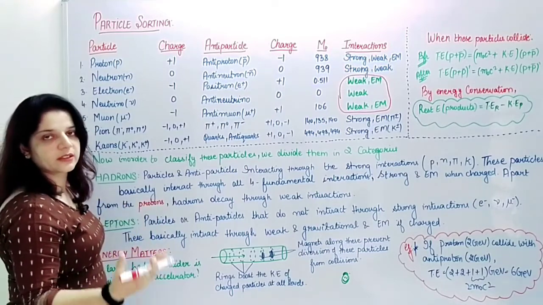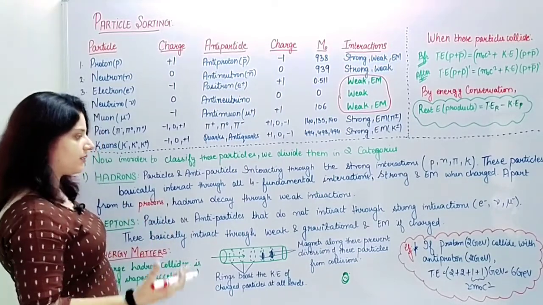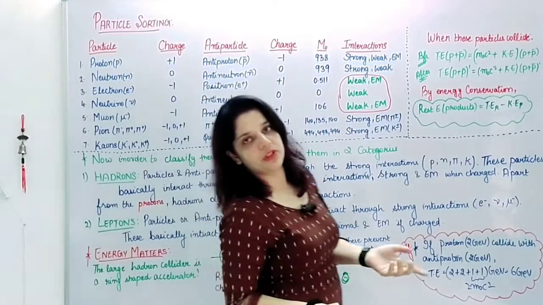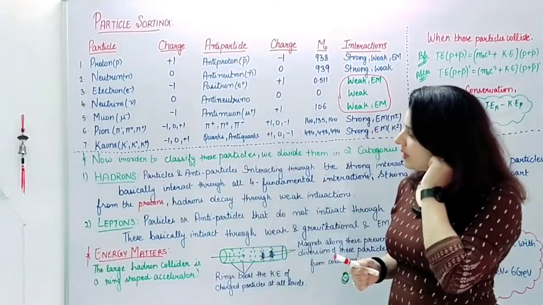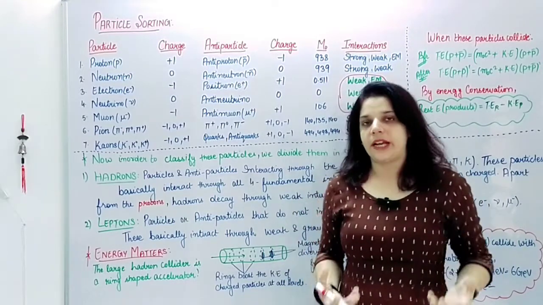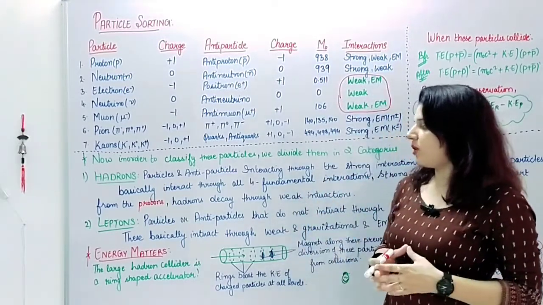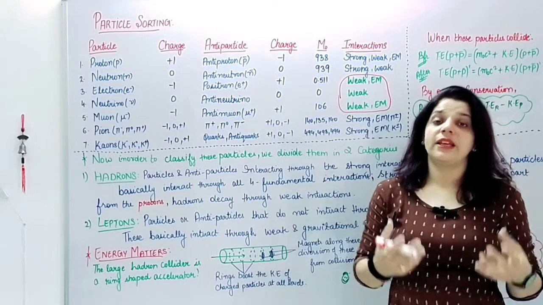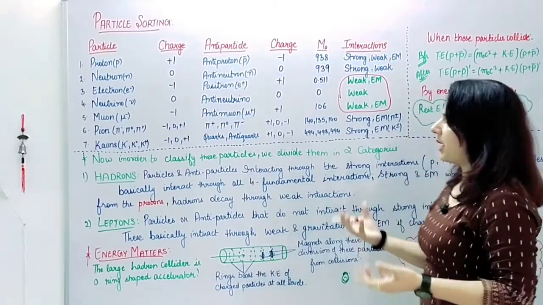Leptons will not interact through strong interactions. That is the one major differentiation between them. Now when we say these are interacting through some interactions, some energy must be involved. So how do we study the energies carried by these particles?